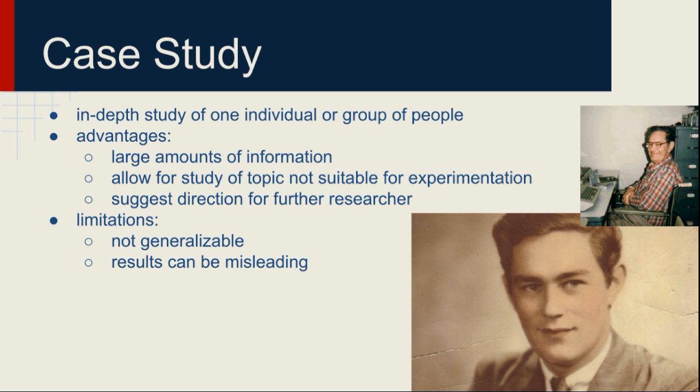So one of the advantages of case studies is that it can provide you with lots of information about this one individual. And it can allow you to study topics that are really not suitable for experimentation. If you take a look at the pictures on the screen, there is a picture of Henry Molaison, one in his youth, obviously, and one as he was older. Henry was someone who, through a surgery gone wrong, lost most of a brain region called the hippocampus. The hippocampus is a brain region that we now know is responsible for helping us to form new memories.